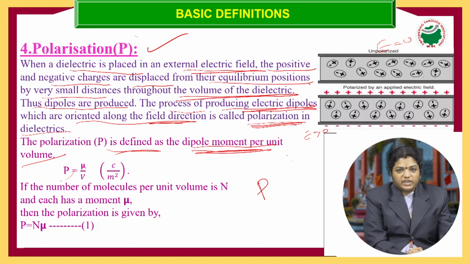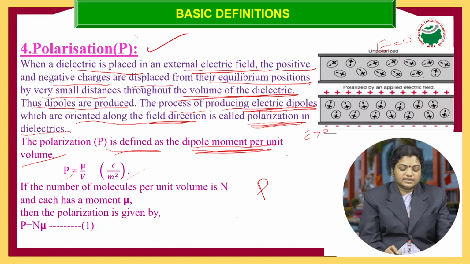Dipole moment units are coulomb meter, divided by volume, meter cube. So meter is cancelled. Then what are the polarization units? Coulomb per meter square. So this is the polarization: P is equal to mu by V. Units are coulomb per meter square.